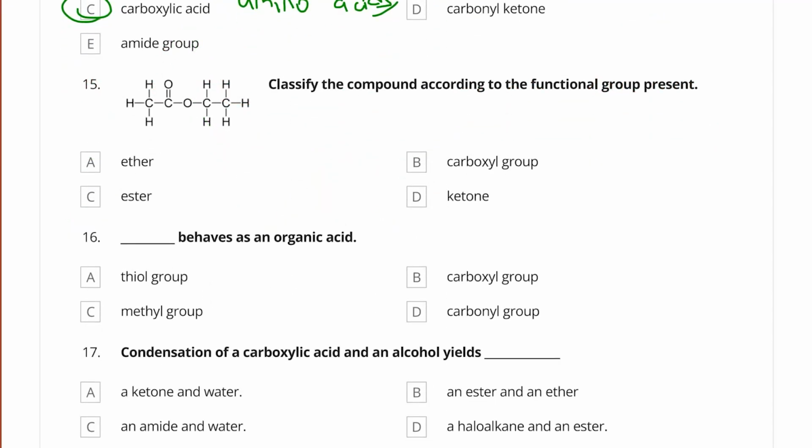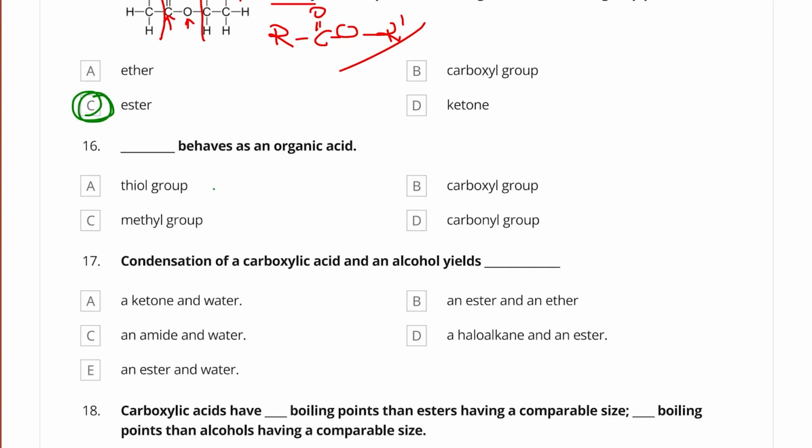Question 15. Classify the compound according to the functional group present. Look here, we have a carbonyl with an oxygen and an R, and here the second R, which is R, my dear friends, slash the carbonyl, the oxygen, and the second R. This is an ester group. This is C. Question 16: it behaves as an organic acid, a carboxylic acid, COOH, with a double-bonded oxygen.